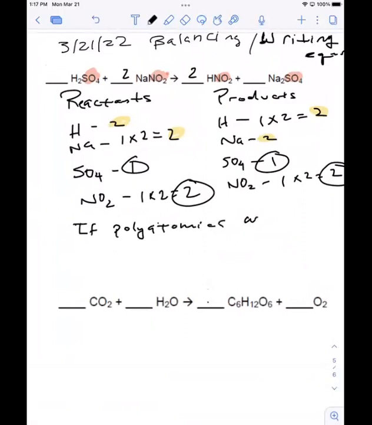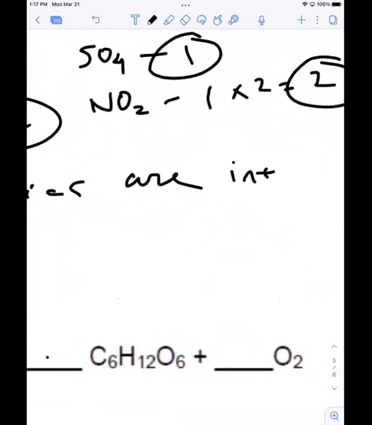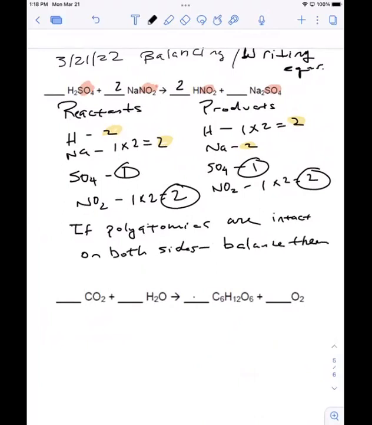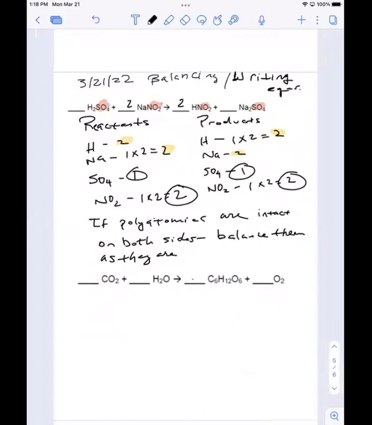So if your polyatomics are intact on both sides, you can balance them as they are. I know I mentioned it, not Friday, Thursday. I said you have to look for when you can do that. You do it when you can see both the polyatomics in the reactants and the products. Then it's okay to just leave them whole and then just balance them that way, like we just did.